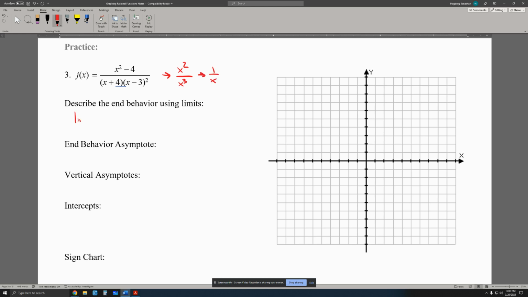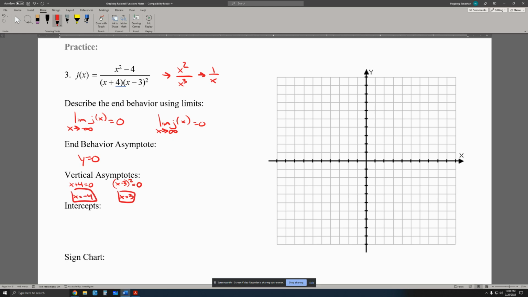So that tells us that this is bottom heavy, so the limit of j of x as x approaches negative infinity is equal to 0. And the limit of j of x as x approaches positive infinity is also equal to 0. The end behavior asymptote is y equals 0. Vertical asymptotes are where the denominator equals 0. We have x plus 4 equals 0 and the quantity x minus 3, squared, equals 0. So then we get x equals -4 and x equals positive 3.